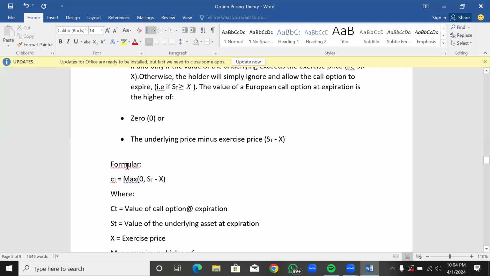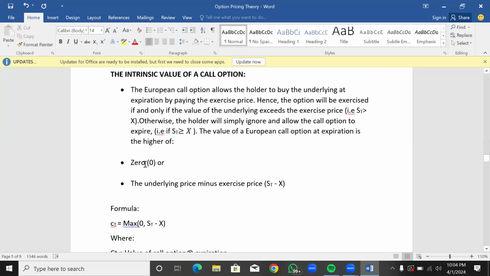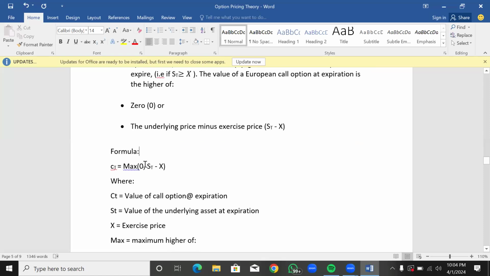So this is the formula to use. This is your formula where you are supposed to calculate the intrinsic value of a call option. This is for call option, please. The formula is saying CT equals max, which is the higher of 0 or your stock price minus your exercise price. Anyone that is higher, either 0 or stock price minus exercise price.